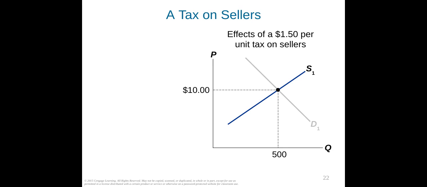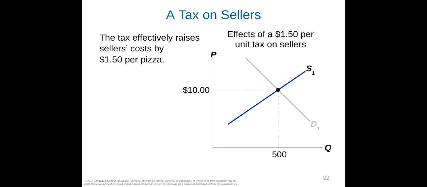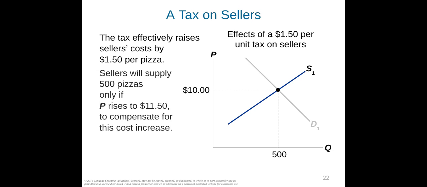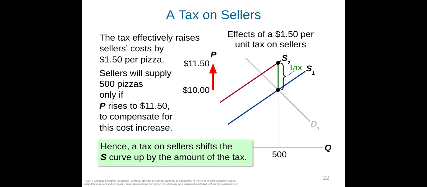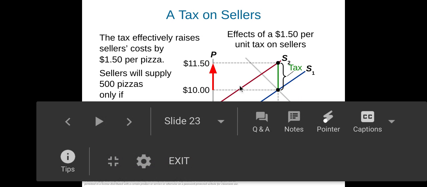But let's say the government says, okay, we're putting a $1.50 per unit tax on the sellers. So the tax effectively raises the seller's cost by $1.50 per pizza because they have to pay the government. So if the sellers will supply 500 pizzas, they could do it if the price got raised to $11.50. Because if it's raised to $11.50, they could still technically sell the pizza for $10. But we know that buyers aren't going to want to pay that price. You can see that buyers are not buying that 500 pizzas at a price of $11.50. It's going to happen at the new market equilibrium.